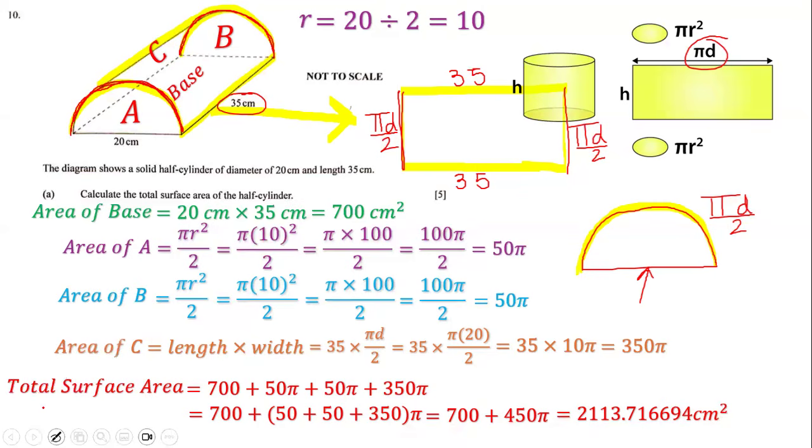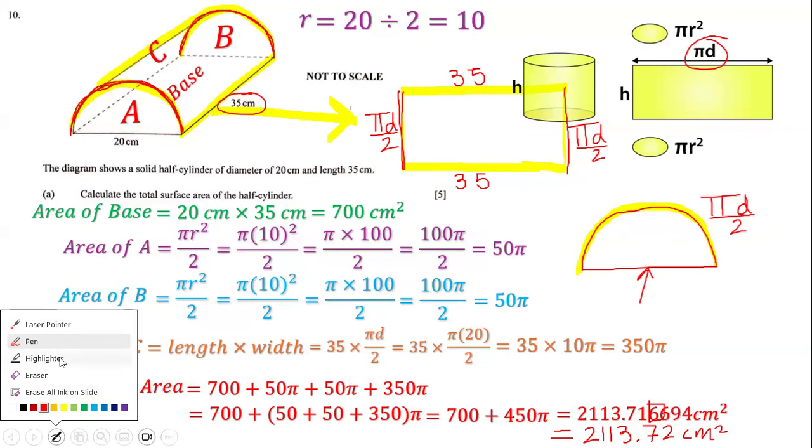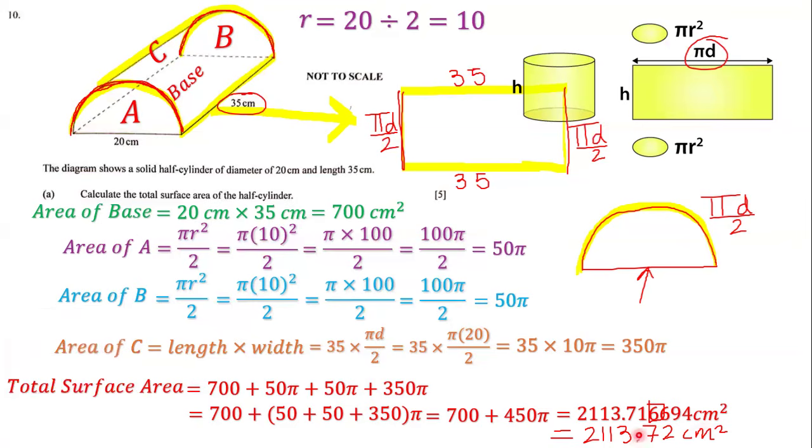And if we were to round this correct to 2 decimal places, because I didn't do that, that gives us 2,113.72 centimeters squared. The reason why it's 0.72 is because this number is 6, and so it's greater than 5, so we round up. So it's going to be 2,113.72 centimeters squared, and that's the answer to this particular question.